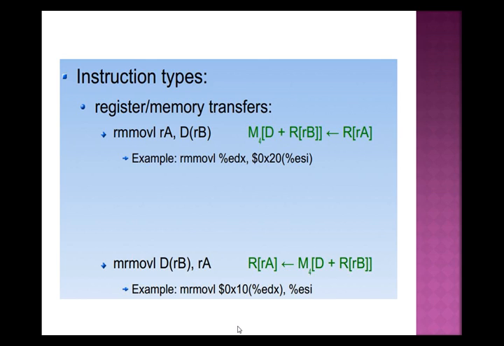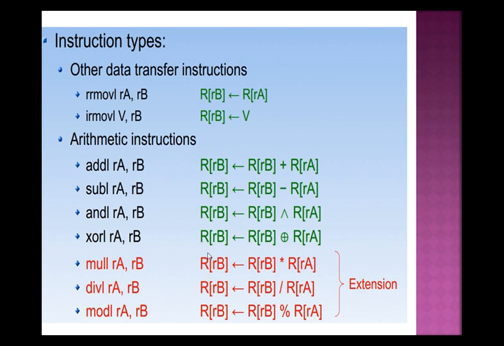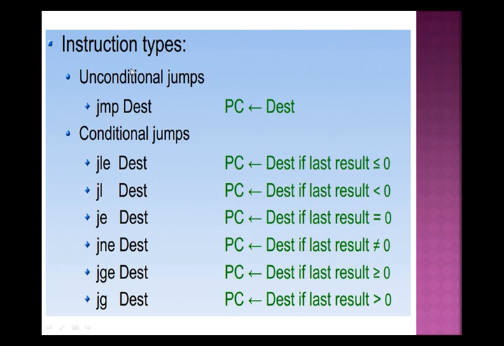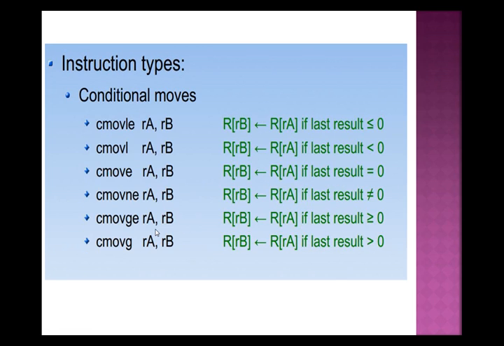One instruction type is memory transfer, or register to memory transfer. These are the instructions. Then there are other instructions we have discussed, that is rrmovl, irmovl. These are the arithmetic instructions like add, subtract, AND, XOR, multiply, divide, modulus. Then there are new instruction types like unconditional jump and conditional jump. Till now we have discussed movement, but this is movement based on conditions, the conditional moves.